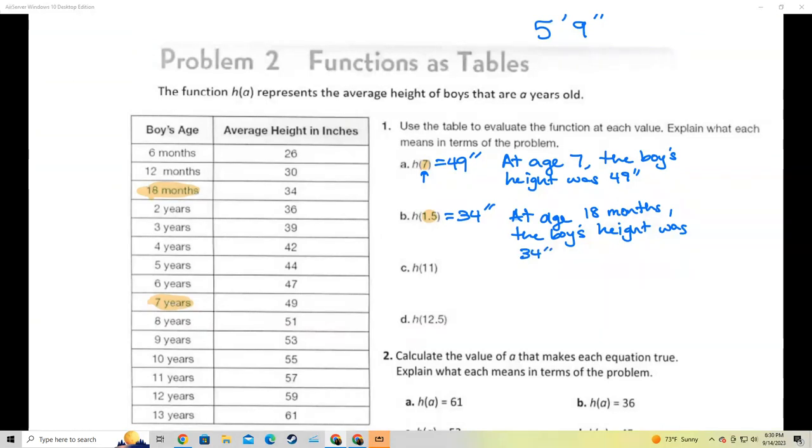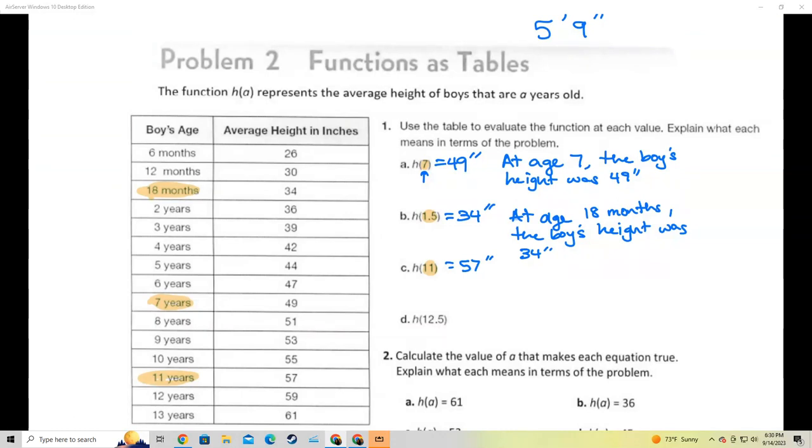All right, let's try to speed run this. I know that 11 on the inside is the number of years. 11 years is right here. That 11 years matches up with the 57 inches, so I know h of 11 equals 57 inches. What would the sentence sound like? It would sound like at 11 years, the boy's height was 57 inches.